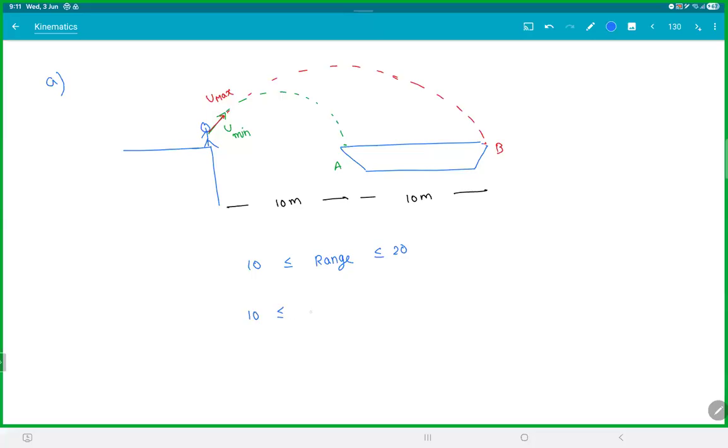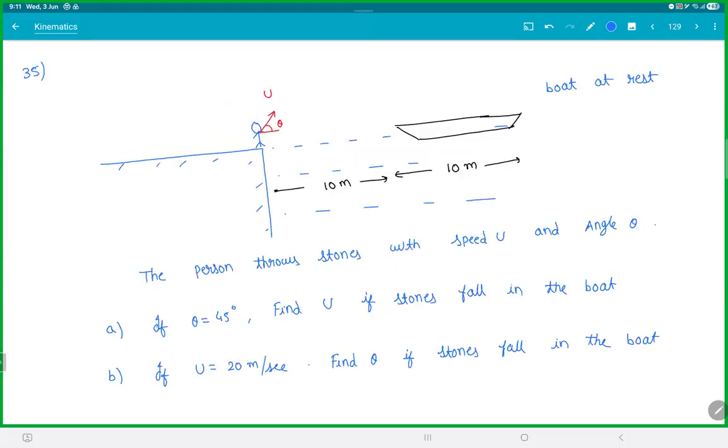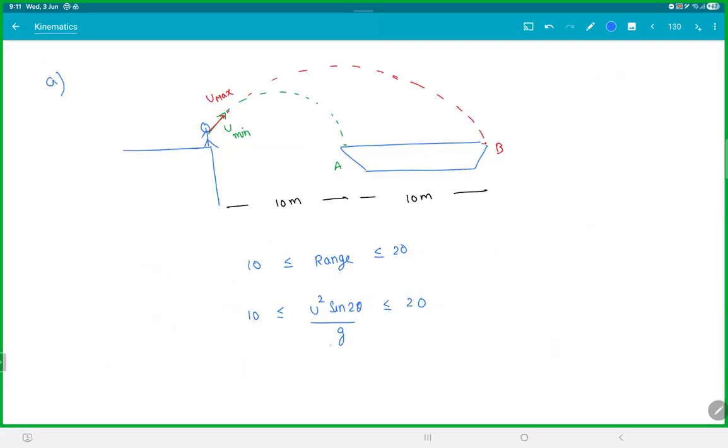But what is the formula for range? u square sine 2 theta by g less than equal to 20. g is 10 and theta is 45. So this would be 100 less than u square less than 200. The value of u must lie between 10 and 10 root 2. There you will get it directly. No need to do anything complicated. So here theta is 45.